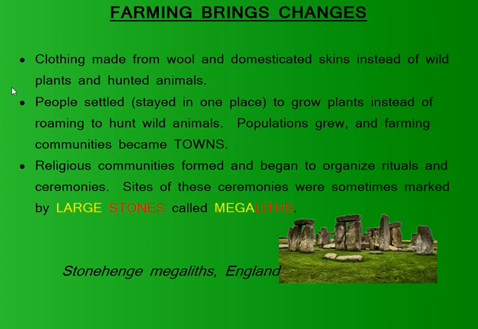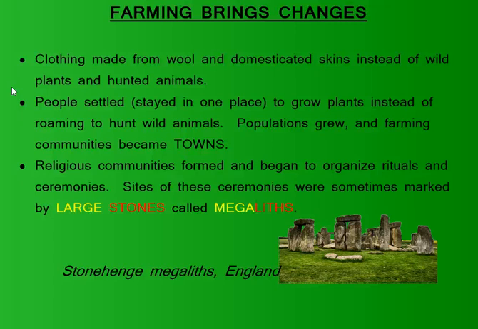As a result, you could make clothing from wool and domesticated skins instead of having to hunt animals and get them from wild plants, which may have poisonous defenses. People were able to settle in one place to grow plants instead of roaming around from place to place to hunt wild animals. Because they were able to stay in one place, populations grew and communities became towns.